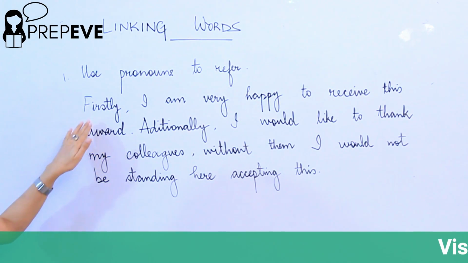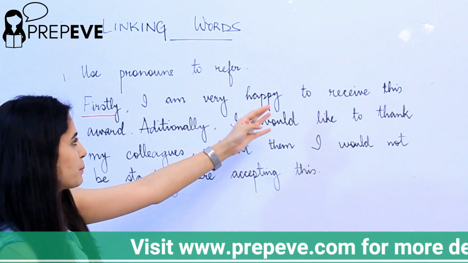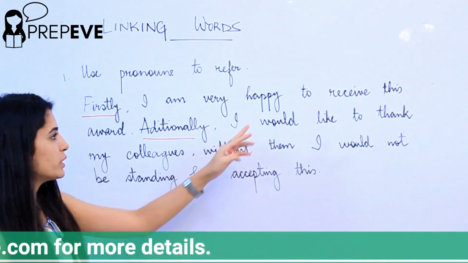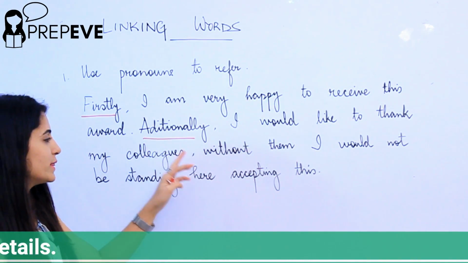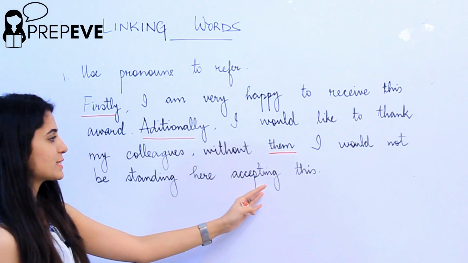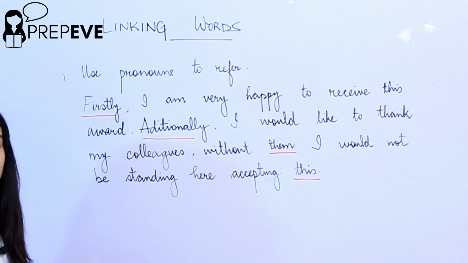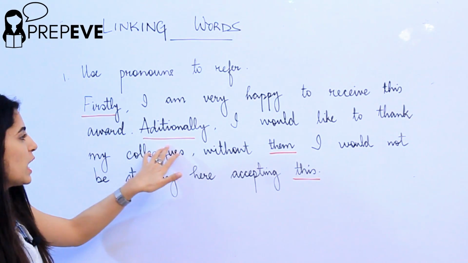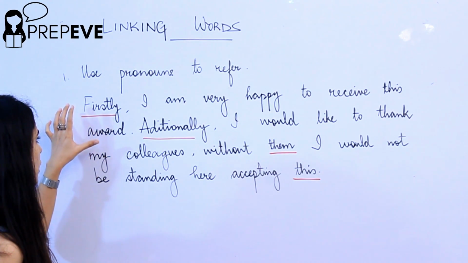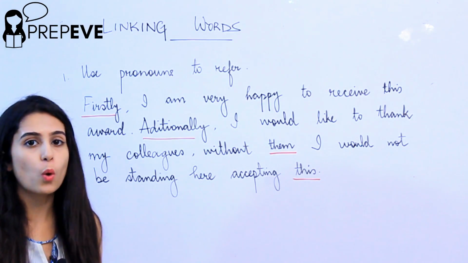Let's read the example. Firstly, this again is a linking word. Firstly, I am very happy to receive this award. Additionally, I would like to thank my colleagues. Without them, I would not be standing here accepting this. So these are the 4 linking words that we can see. Firstly and additionally are 2 of them which you might be aware of. But why are them and this said to be enhancing the cohesion of your essay?